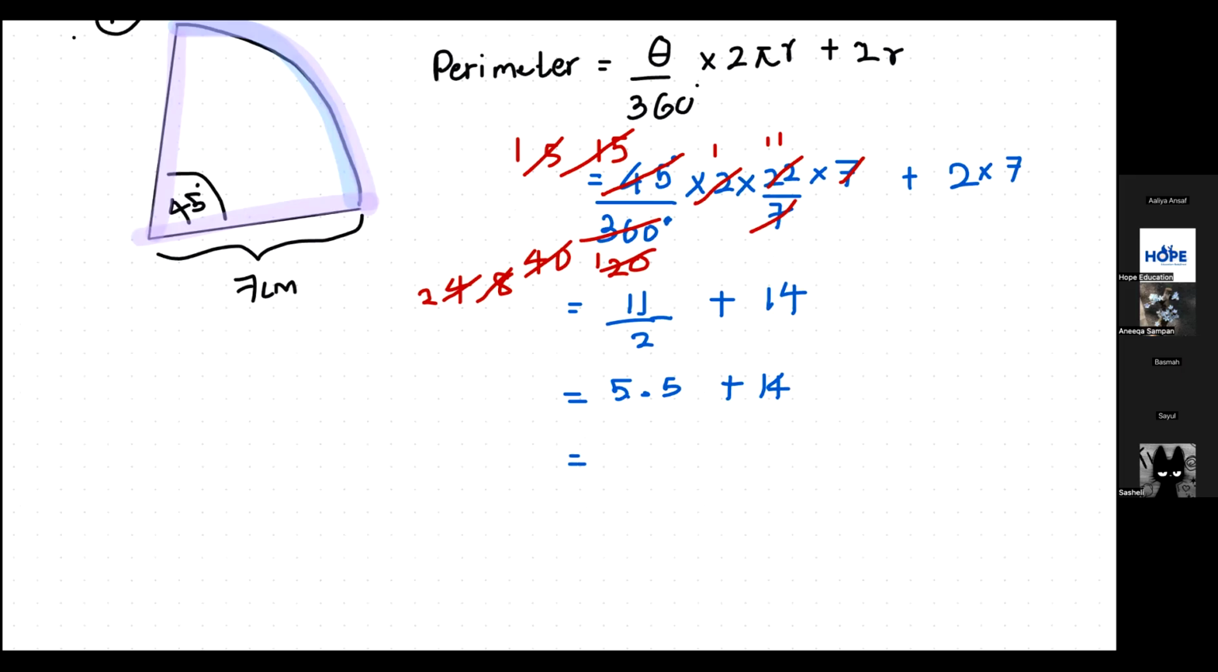Then 14 plus 5.5, what is our perimeter? 19.5. 19.5. Yes, very good. So that is our perimeter. That is the perimeter of this particular sector.